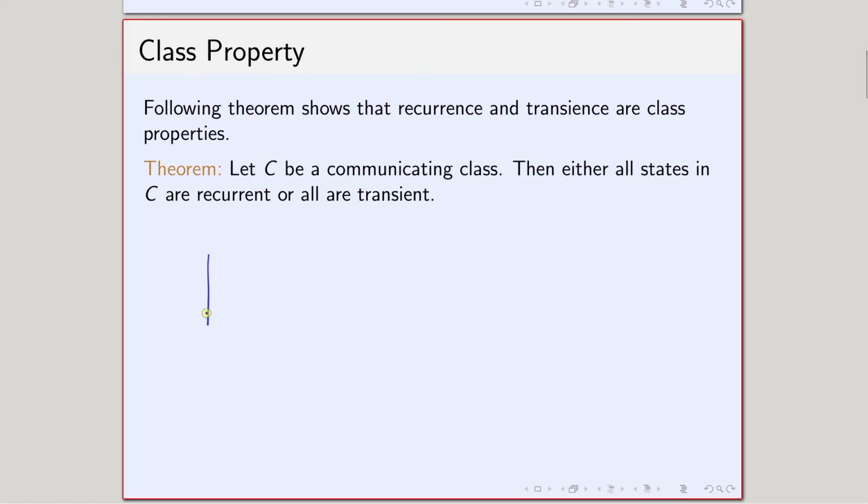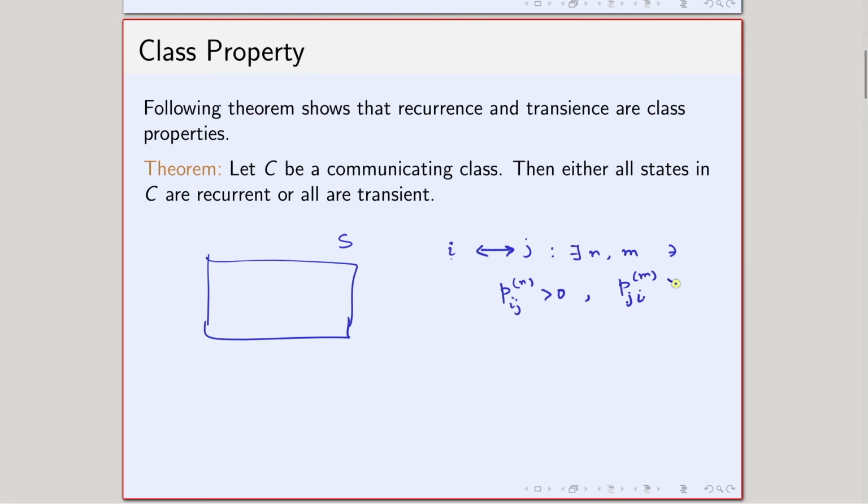If this is our state space S, and I consider the relation that i and j communicate with each other, that means j is accessible from i and i is accessible from j. In layman's terms, in some number of steps with positive probability I can move from i to j, and similarly in some number of steps with positive probability I can move from j to i. The definition was that there exist integers n and m such that the probability of moving from i to j in n steps is strictly greater than 0, and similarly from j to i in m steps is strictly greater than 0.